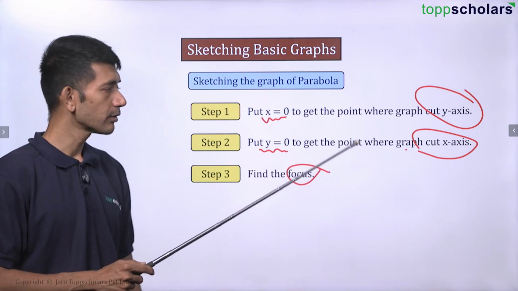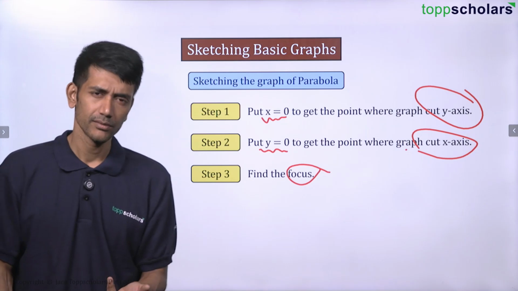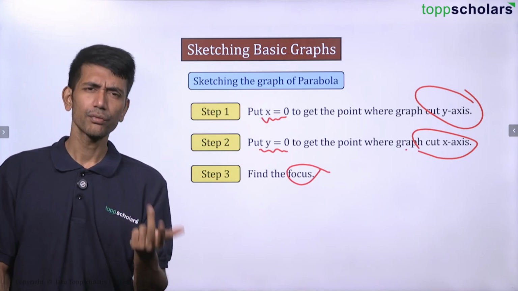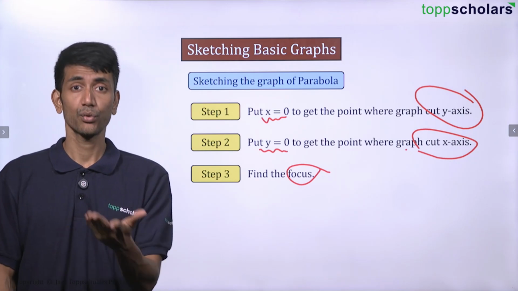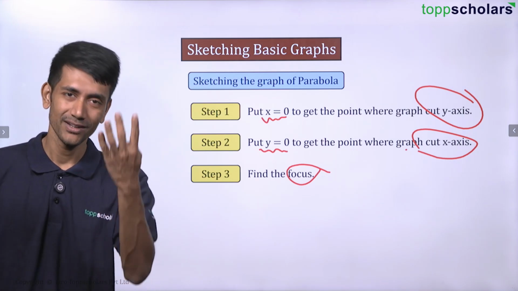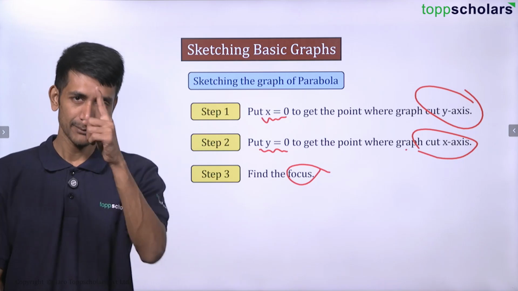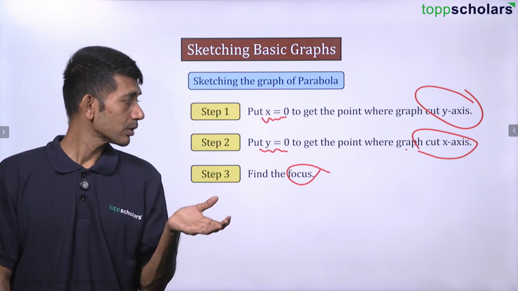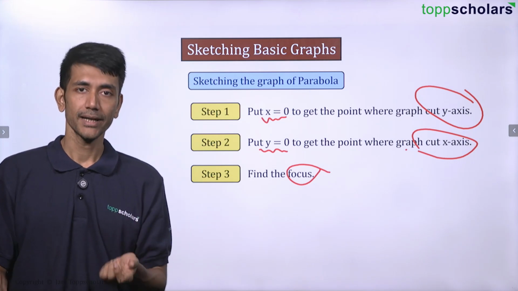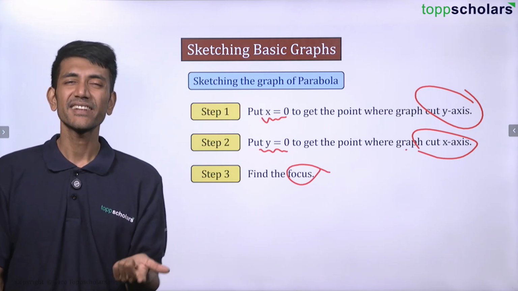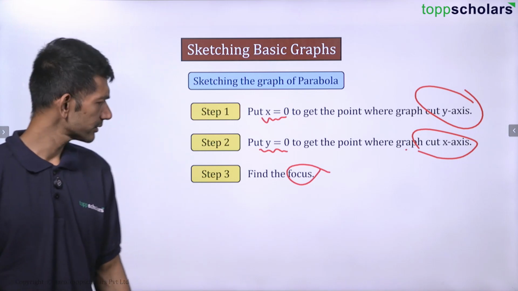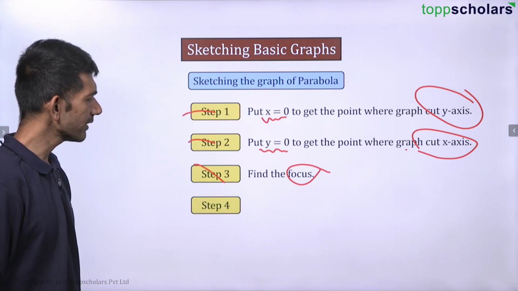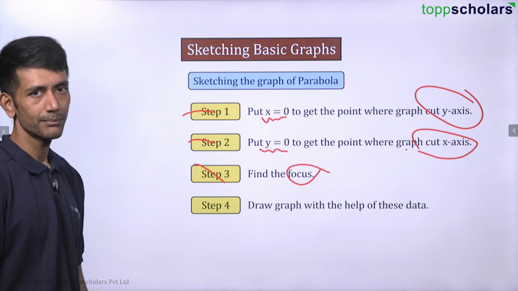focus. Because if you remember, y square is equal to 4ax is the standard equation of a parabola, or x square is equal to 4ay, or y square is equal to minus 4ax, or x square is equal to minus 4ay. All the 4 types, right? Upward, downward, left side, right side. But here we are talking about a parabola, so we need a focus, right? Like in the circle, we needed a center. Here we will require a focus, isn't it? And then with all these data points, we can easily draw a parabola.